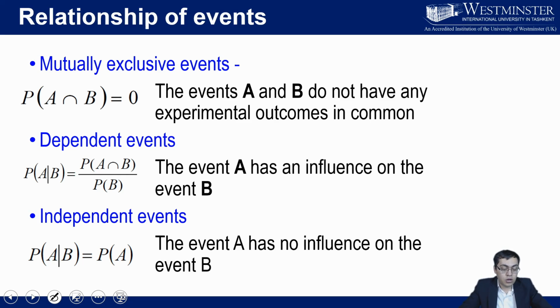Right? When we talk about a dependent event, what we're saying is that, for example, event A has an influence on event B. So for example here, probability of A given B is equal to the probability of A intersection B divided by probability of B. And finally, when we're talking about independent events, what we're saying is that one event has no influence on the probability of another event occurring. So in this case, for example, probability of A given B is just equal to the probability of A. That is, here event A has no influence on event B.